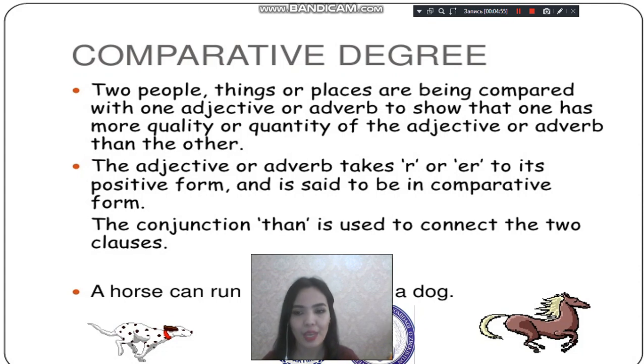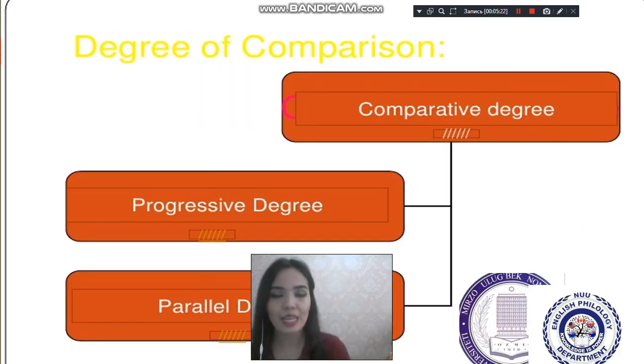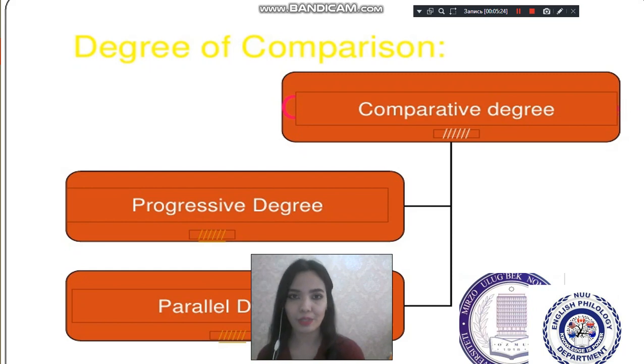For example, as you see in the picture, there is given a horse and a dog. A horse can run faster than a dog. So here we are comparing two items, two nouns, horse and dog. And here we used conjunction than. So we have to use here comparative form of adjective. Let's go to the next, degrees of comparison. Comparative degree. As I have already mentioned, comparative degree has also two subtypes. So progressive degree and parallel degree.